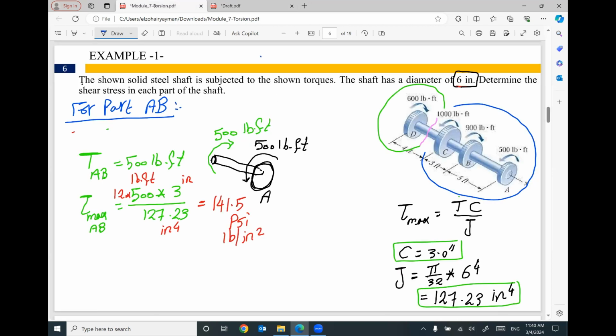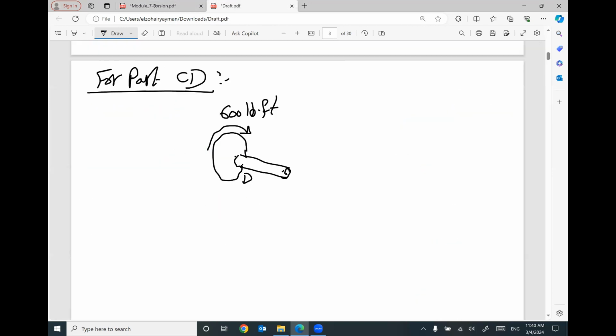Nothing else. So, and I did cut here. So I expect a torque opposite to the applied one with the same value, 600. So both of them will make equilibrium. So the torque in part CD will equal 600 pound foot.